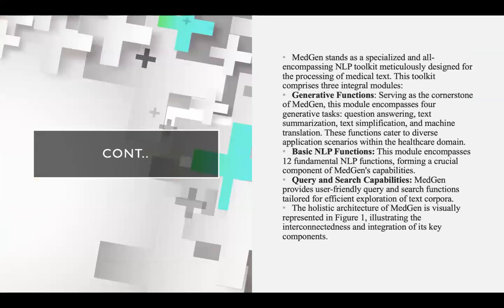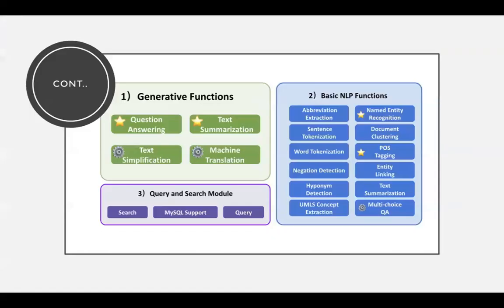MedGen stands as a specialized and all-encompassing NLP toolkit that is designed only for the processing of medical text. This toolkit comprises three integral modules, namely generative functions, basic NLP functions, and query capabilities. The generative functions will serve as the cornerstone of MedGen. This module encompasses 4 generative tasks, which we will talk about in the next slide.